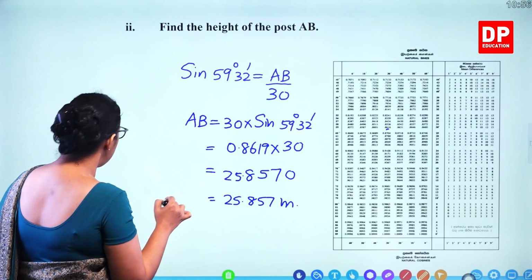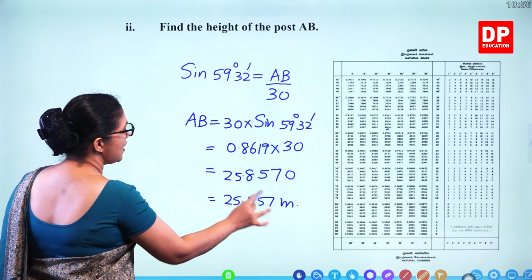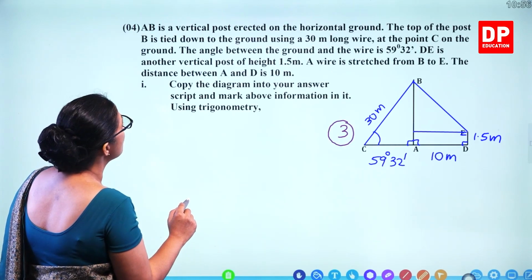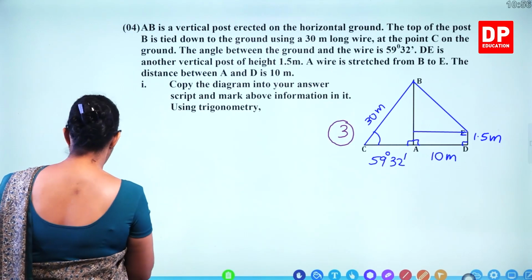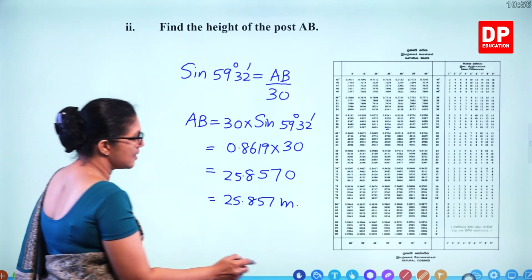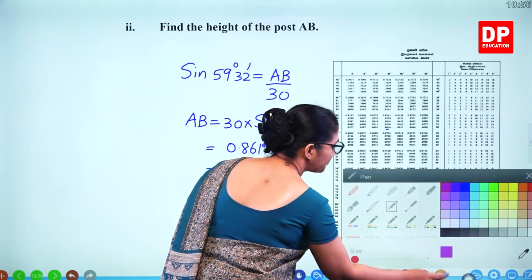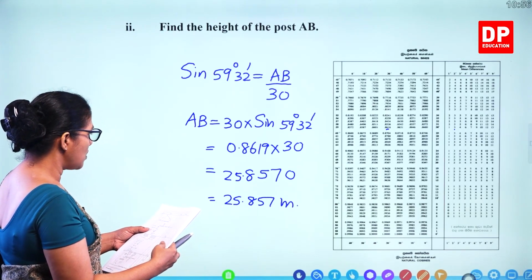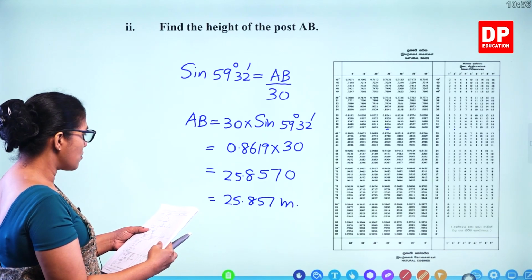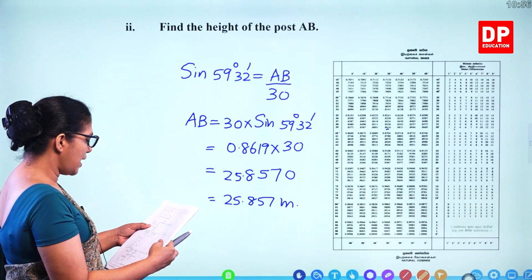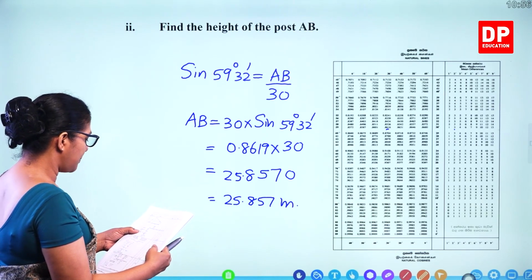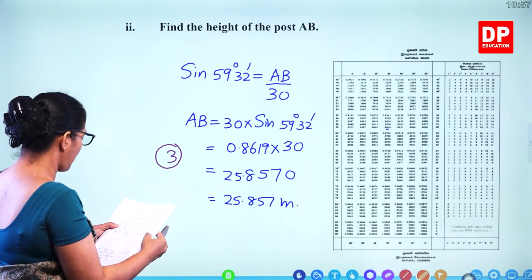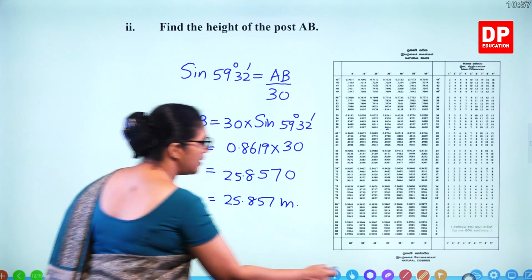meters, and you can keep the answer like this. You don't need to round it. It's not given. So you can keep the answer like this. So how many marks? So you get 25.86 meters or 25.857 meters. You get 3 marks. Three marks for that. Let's do the next one.